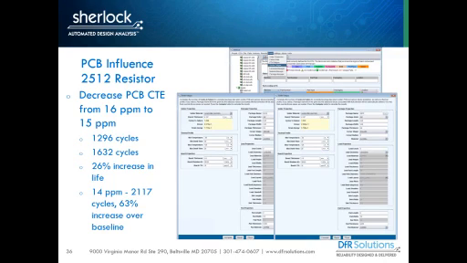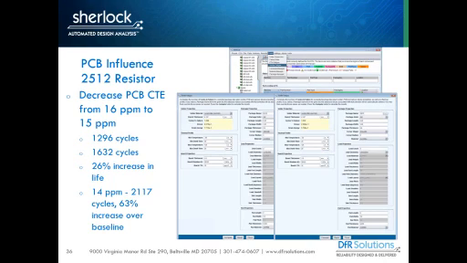So, going from 16 ppm to 15 ppm on the expansion of the circuit board. And again, the stack-up tool in Sherlock can actually give you a prediction of what the CTE of your boards will be during selection. But I get a 26% increase in life. If I further decrease that to 14 ppm, and that's achievable, I get a much larger increase, almost 63% over baseline.